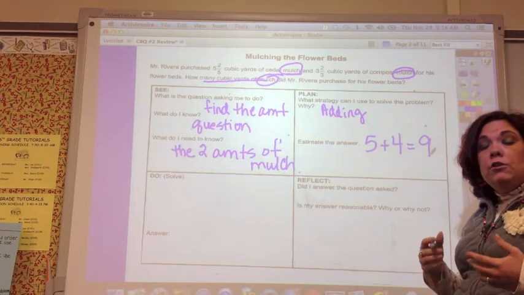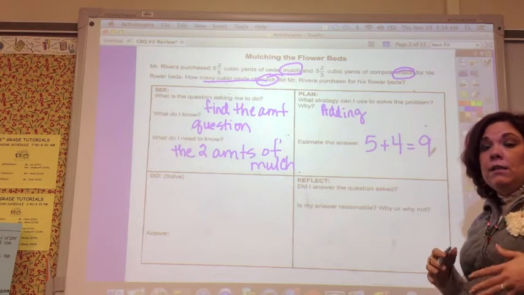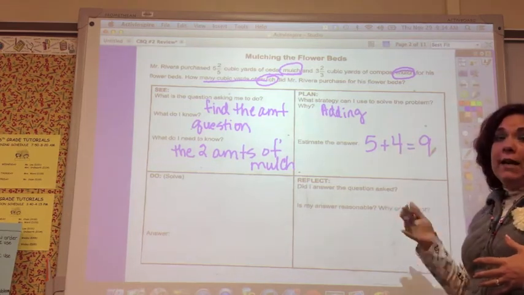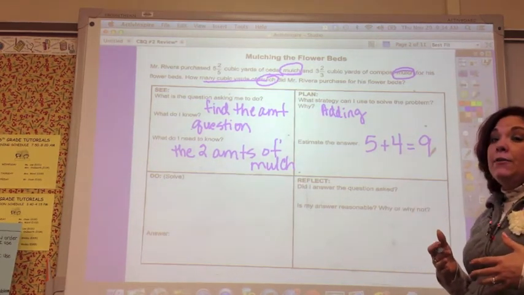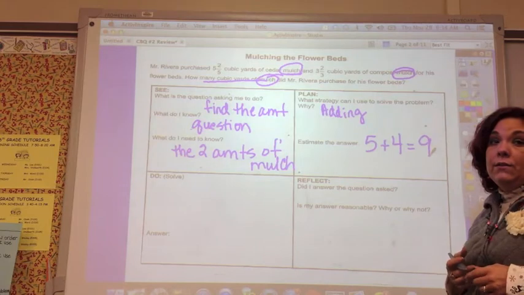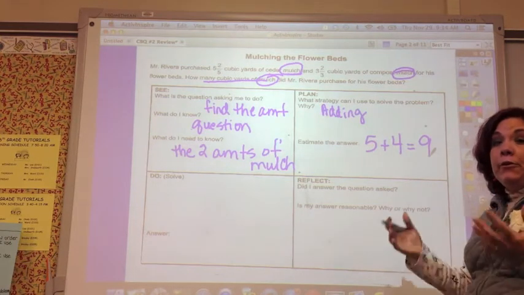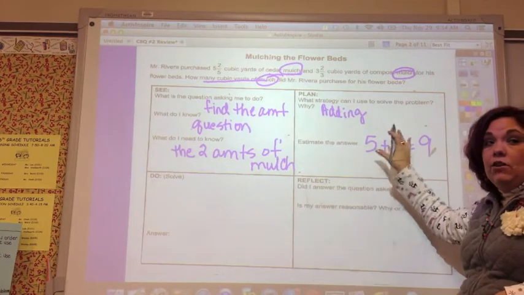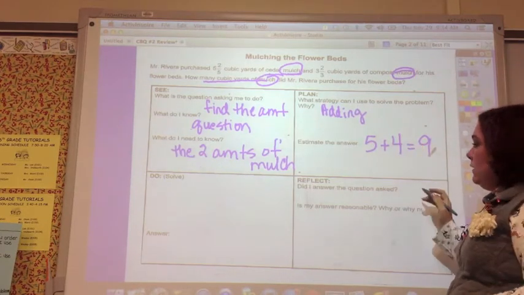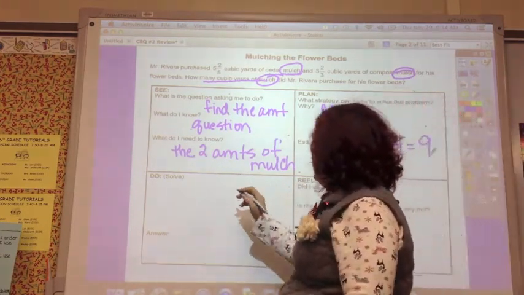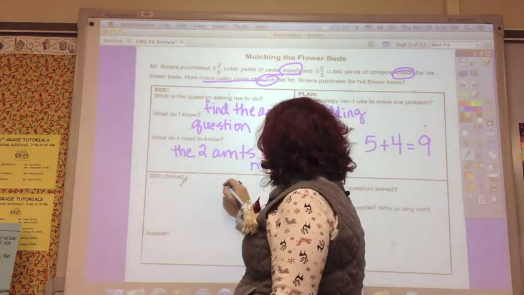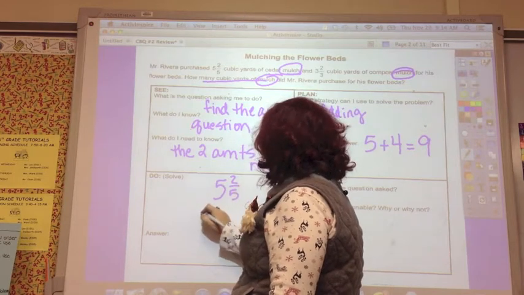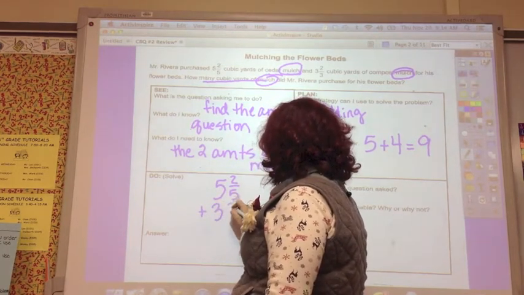Now, whenever you're doing this for the STAAR exam or for the CDQ, if you do an estimate, that's going to rule out at least 1 or 2 answers. It may rule out 3 answers, and you don't even have to get the math right if you can just estimate well. So let's do it. So the third step is to solve. So 5 2/5 plus 3 2/3.